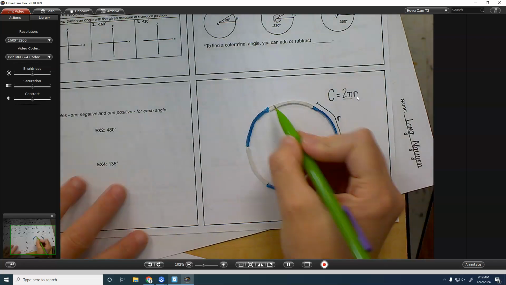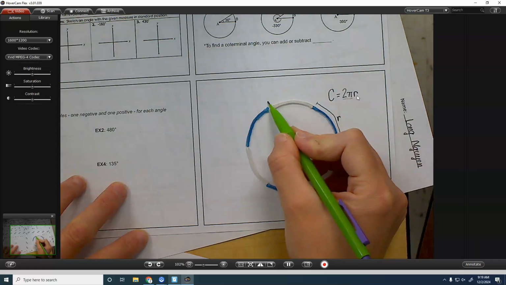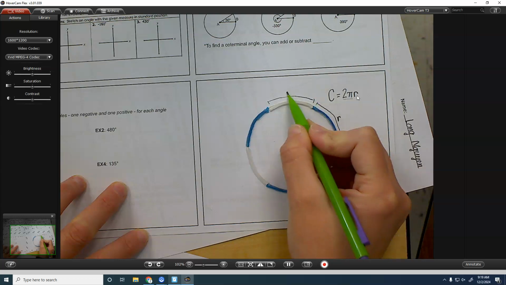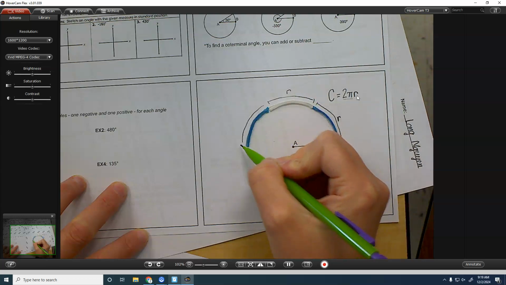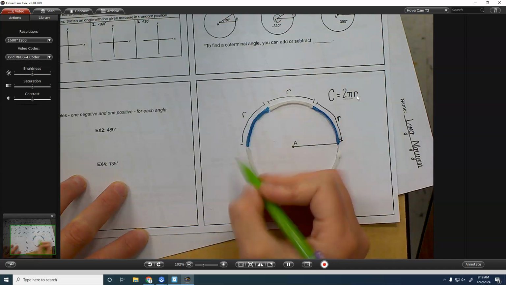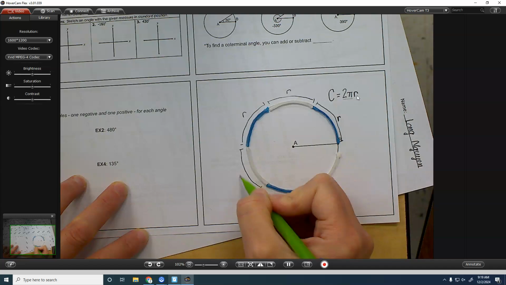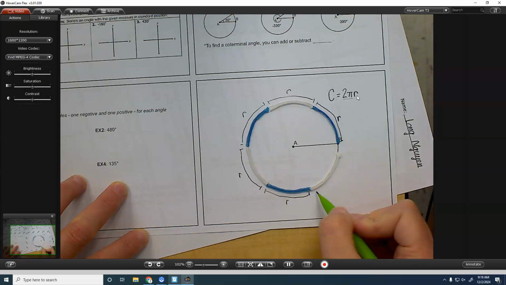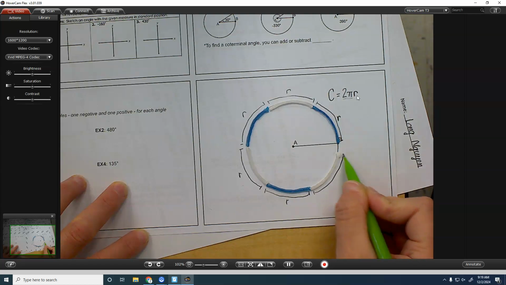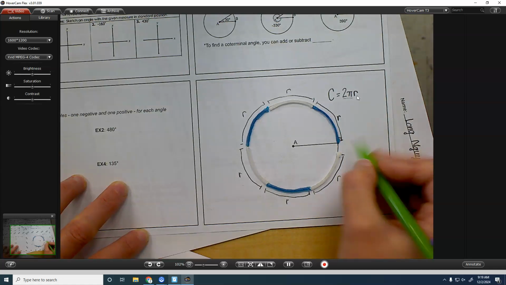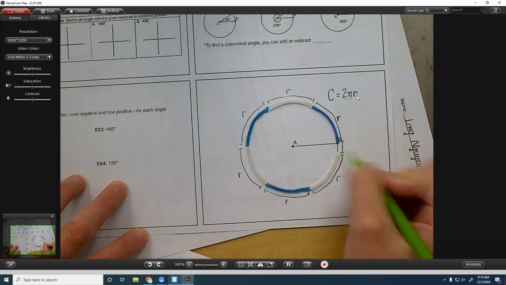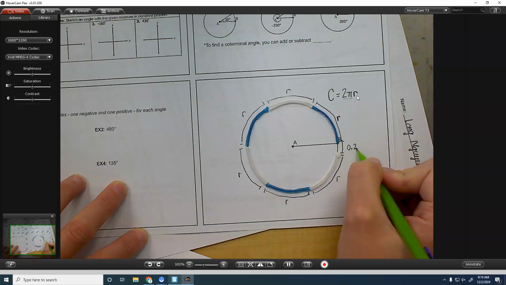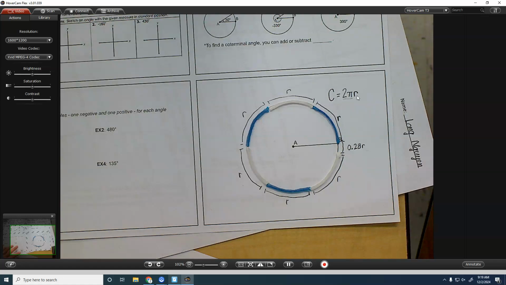So what you've got here, there's your first radius, there's your second radius, there's your third radius, there's your fourth, there's your fifth, there's your sixth, and then this little piece right here should be about 0.28 times your radius, right? So altogether it's 6.28 times your radius. That's rounded just a little bit, right?